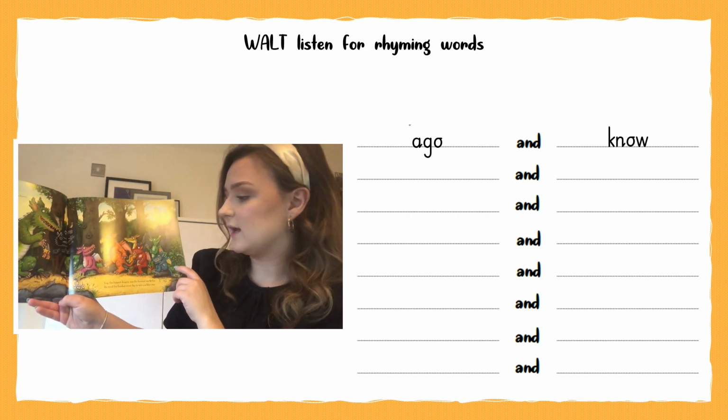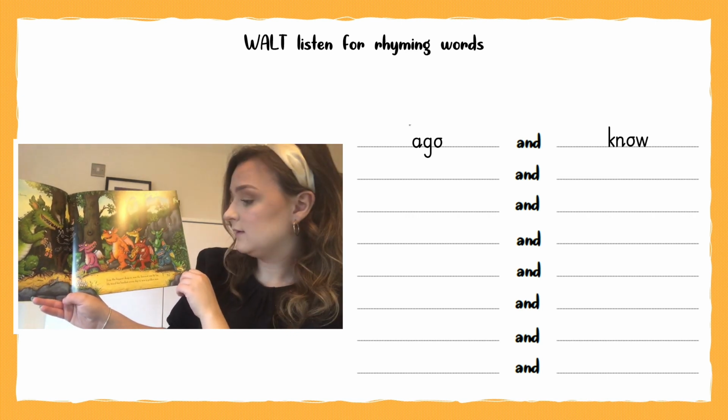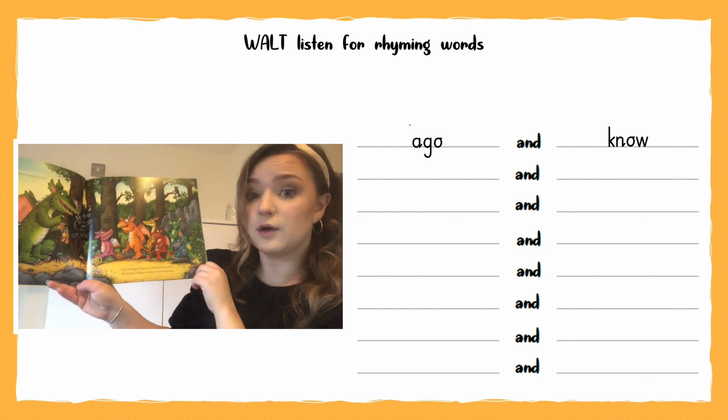Zog, the biggest dragon, was the keenest one by far. He tried his hardest every day to win a golden star.